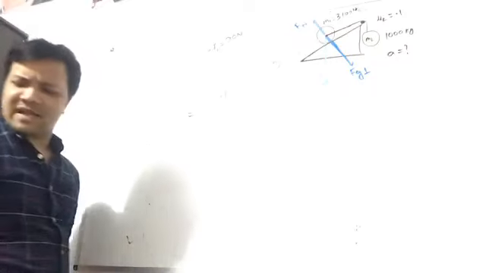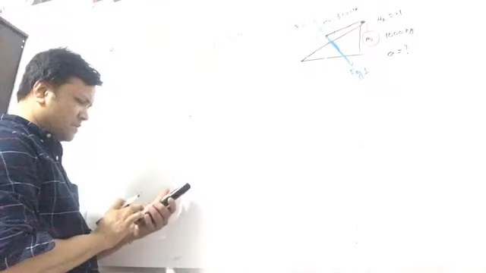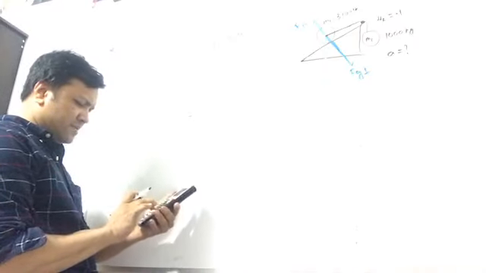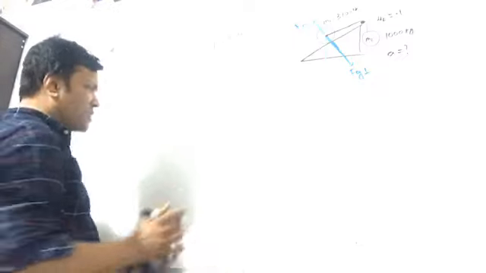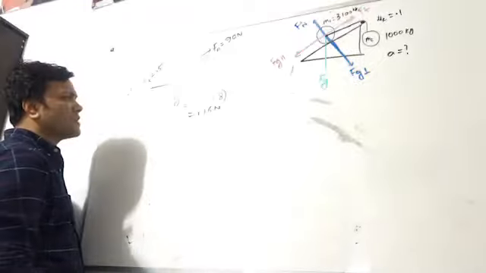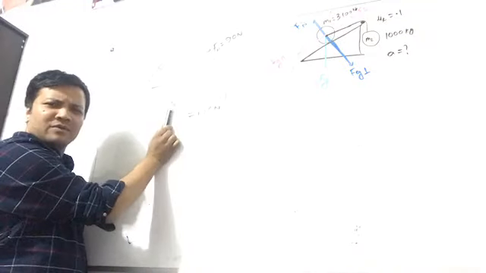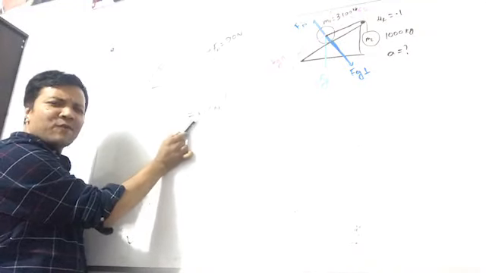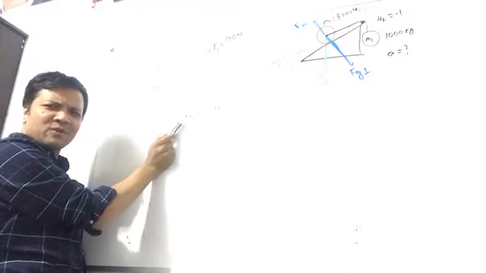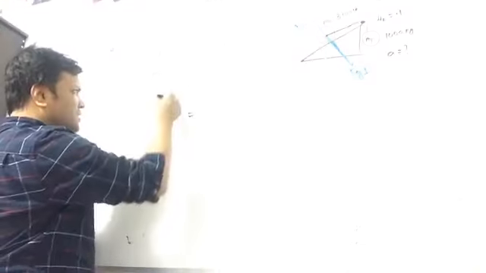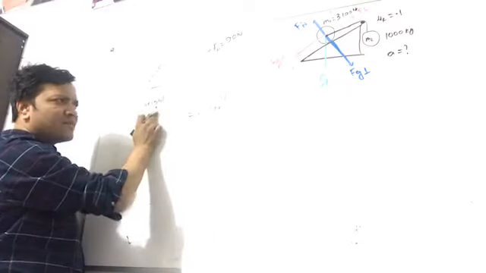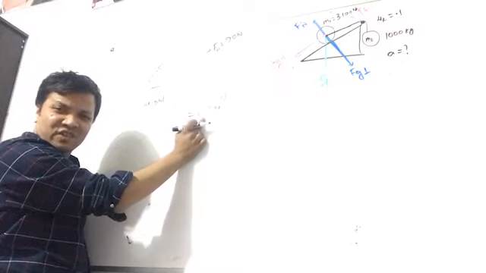So 20 times 9.8, let me take my calculator. 20 times 9.8 is 196 Newton. Okay, now we found the gravitational force acting on the 20 kilogram mass. Sometimes we call it weight. So the weight of this box is 196 Newton.